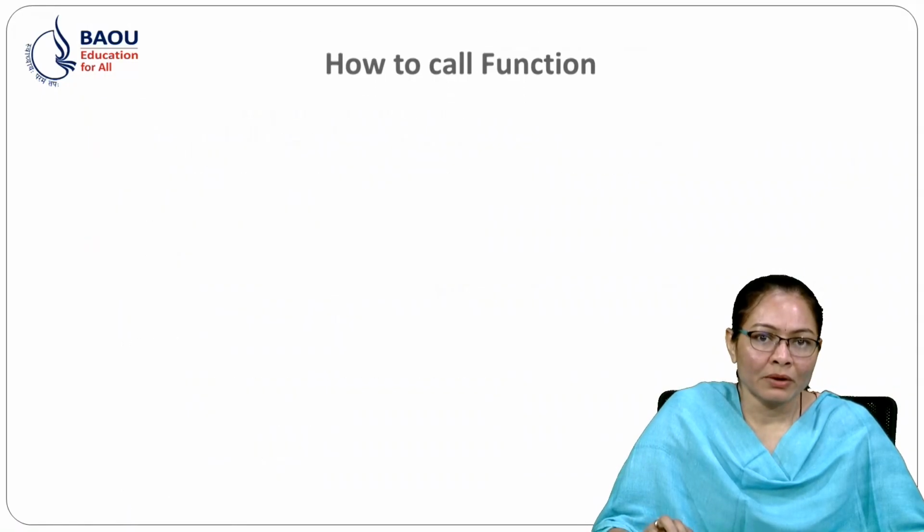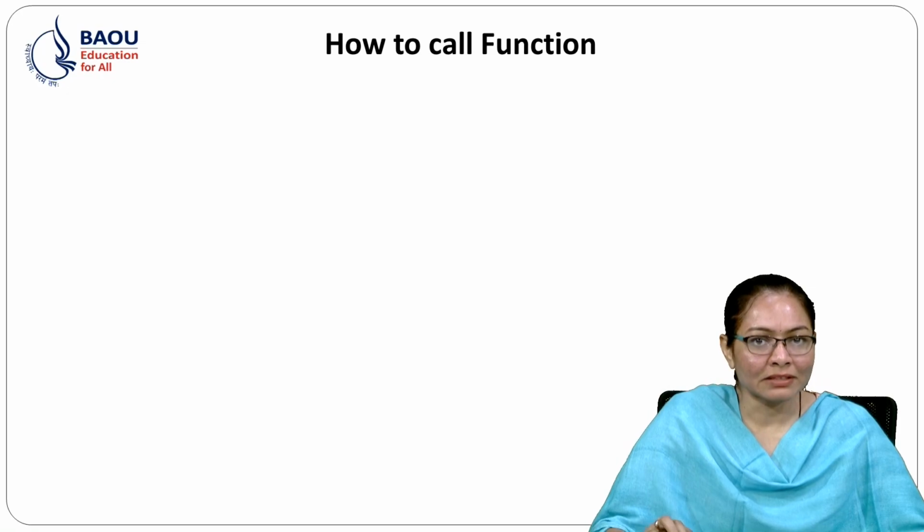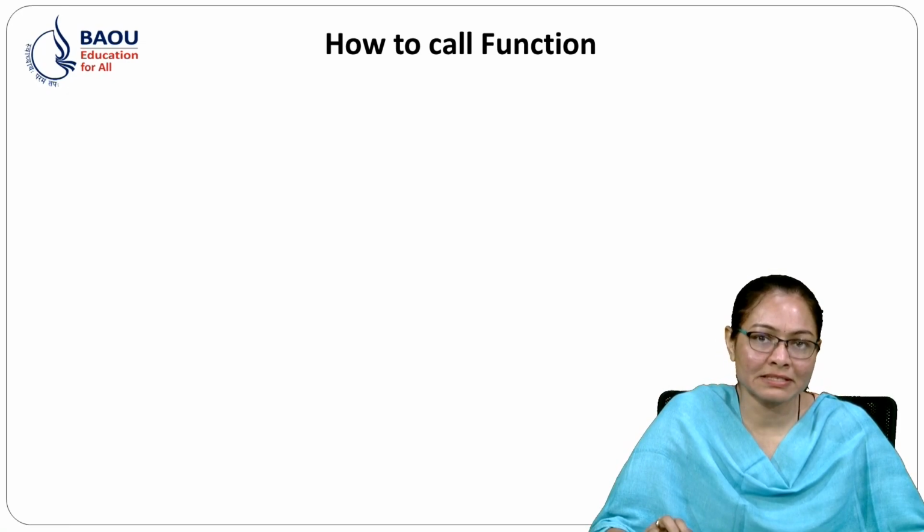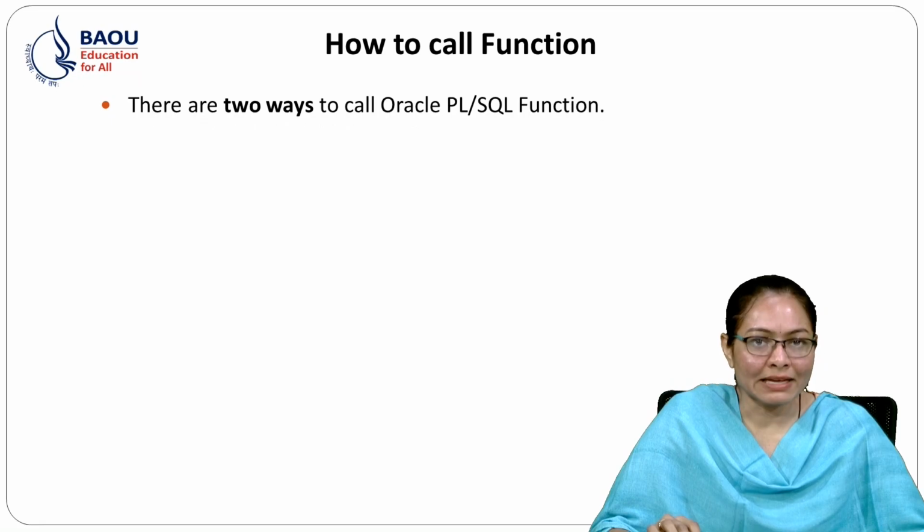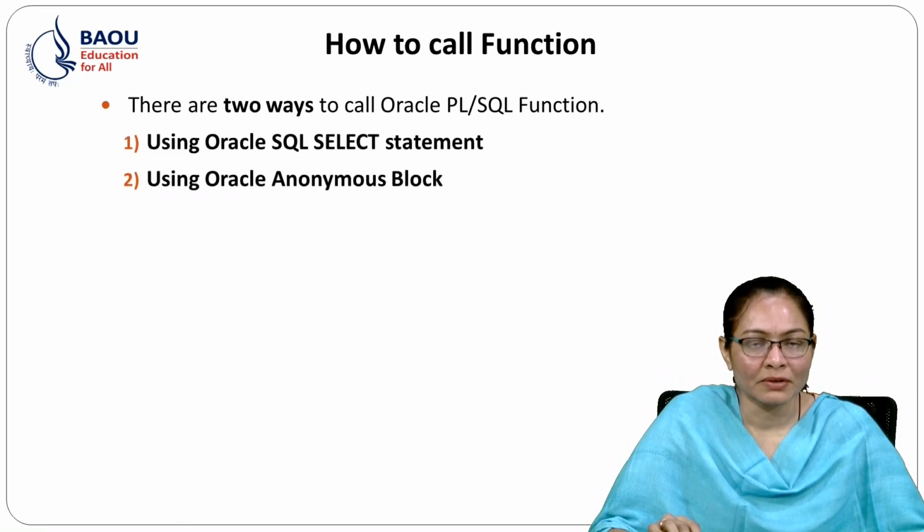Now when we compile the function, a compilation error will be generated if there is any mistake in it. But if your code is correct, then it will display "function created". Now we will execute the function in two ways. First is using the Oracle SQL select statement, and the second one is the Oracle anonymous block, that means a PLSQL block.